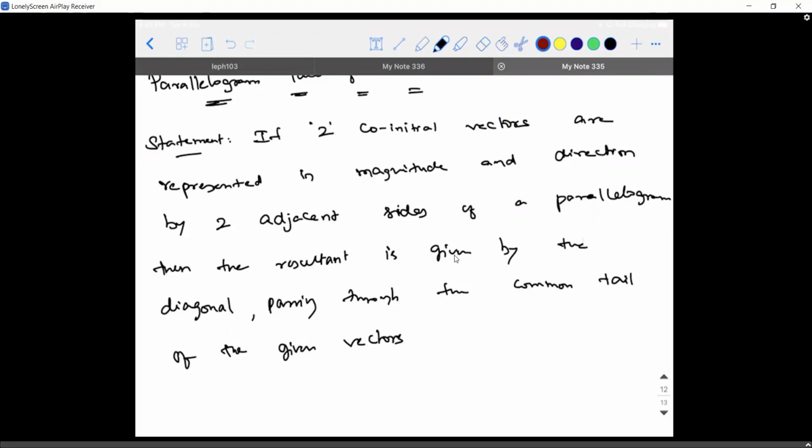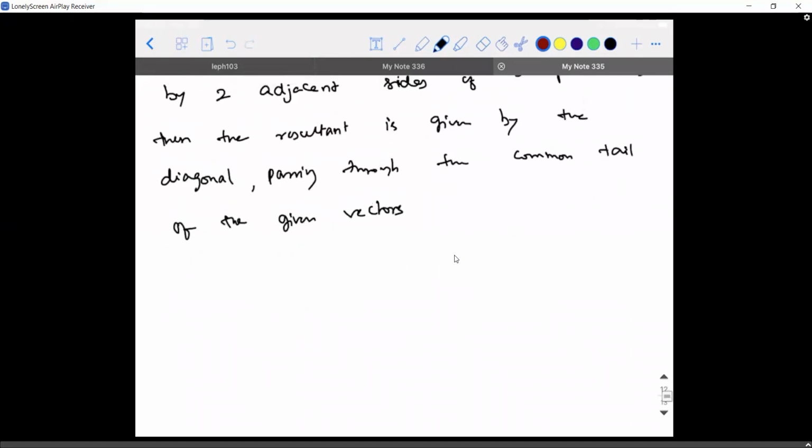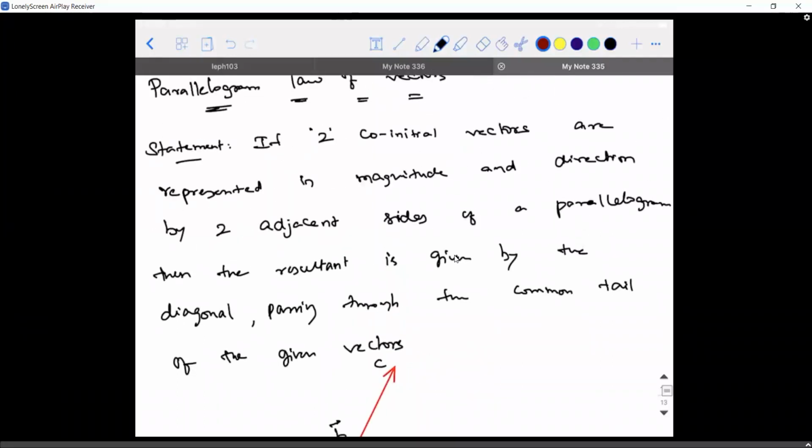Okay, let me explain this with a diagram. So what do you mean by co-initial vectors? They have the same starting point. So initially, how many vectors are given, guys? If I call this A vector and this B vector, let me call this A, B, and let me call this C. Can I call them co-initial vectors? Yes. Let's read the statement carefully.